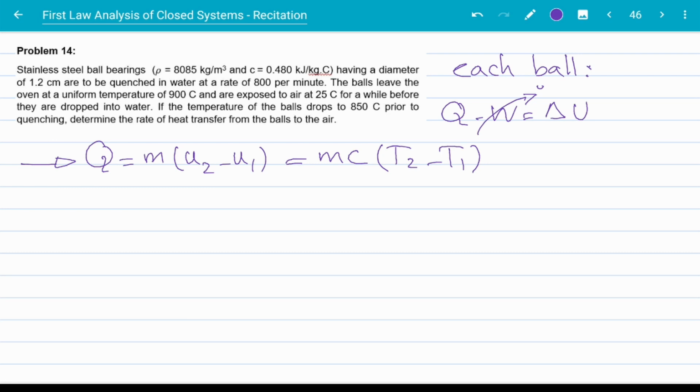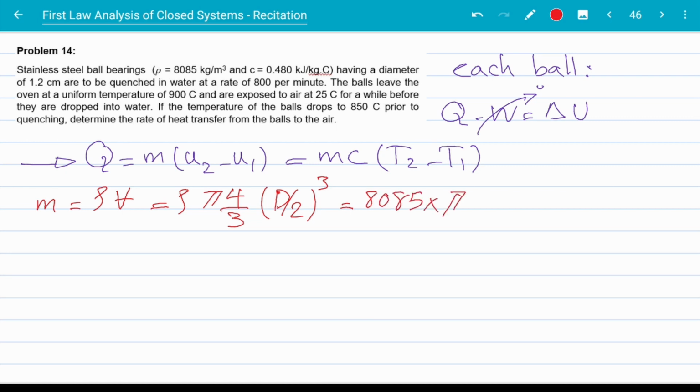Okay, temperature initial and temperature final are given. We just need to find the mass of each ball. So the mass of each ball is density times the volume of an individual ball. The volume of a spherical ball is 4/3 pi times (diameter over 2) to the power of 3. That gives us the density, 8085, times pi times 4/3 times the diameter, which is 1.2 centimeters, or 1.2 times 10 to the minus 2 meters, over 2, to the power of 3.